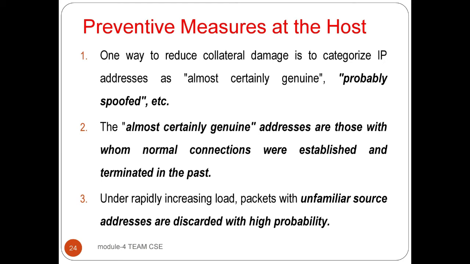Next, the second point: the almost certainly genuine addresses are those with whom normal connections were established and terminated in the past. Third, under rapidly increasing load, packets with unfamiliar source addresses are discarded with high probability. These are some of the preventive measures at the host side.